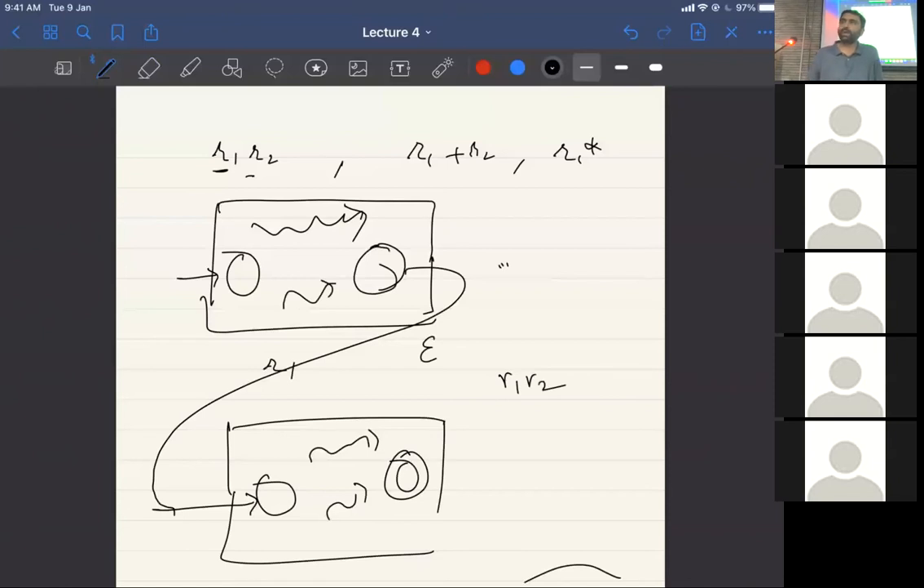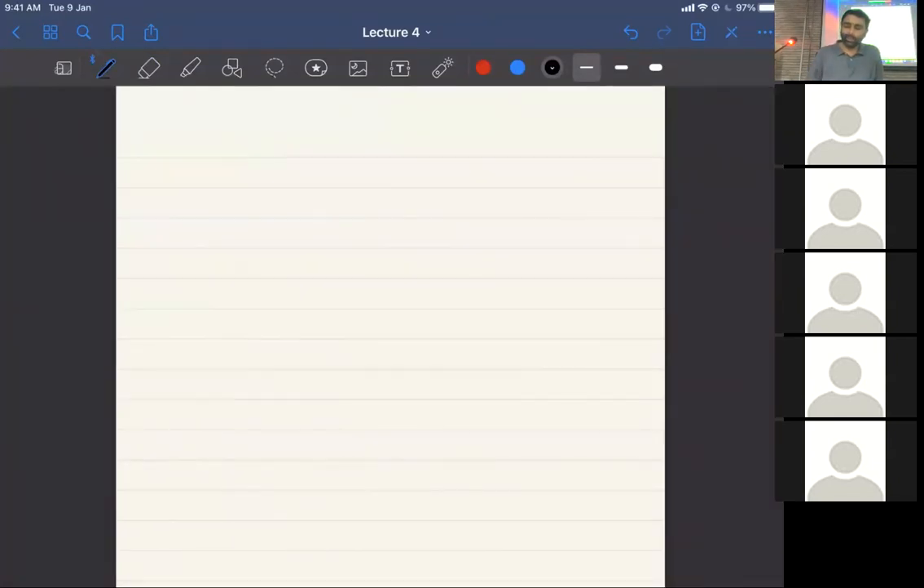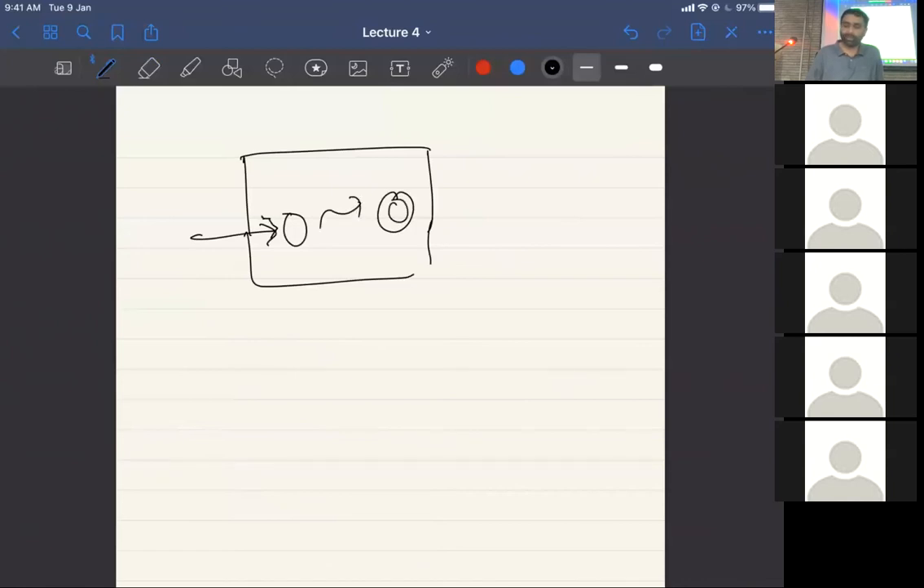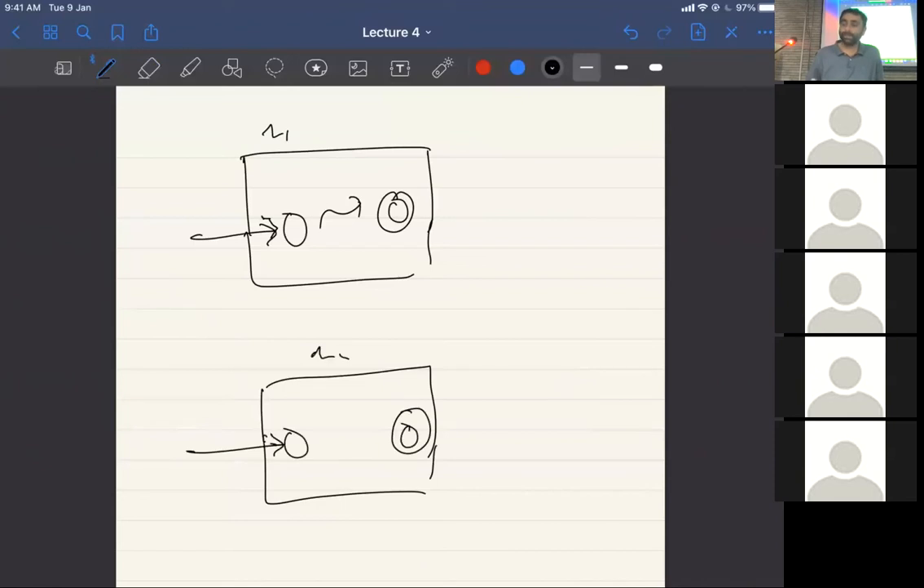So let's see what it is for R1 plus R2. We know that there is a machine for R1, that there must be some starting state, some ending state and some transitions. This is for R1. There must be a machine for R2, and there is a starting state, an end accept state and some transitions. Now we are looking for R1 plus R2. How do we create a machine for R1 plus R2?